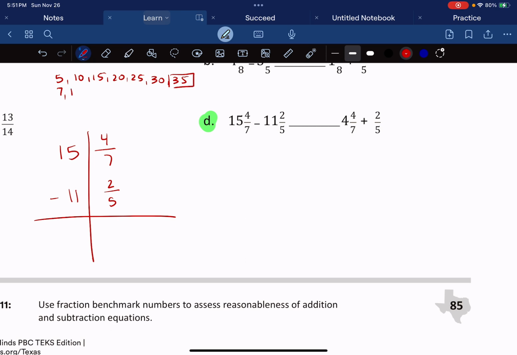Then 7, 14, 21, 28, and 35. So for me to get to 35 from 5, it took me 7 times. So I get 14 out of 35. And then for 7, it takes me 5 times. So I get 20 out of 35.